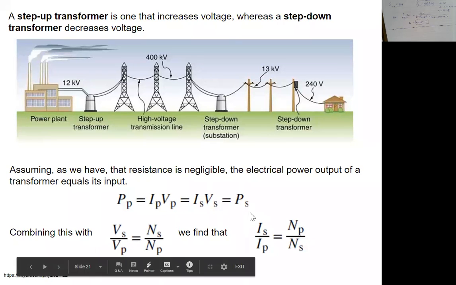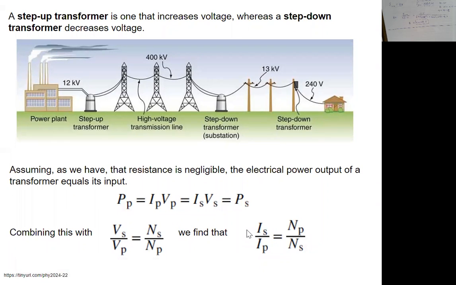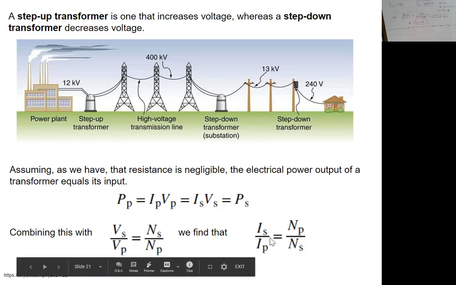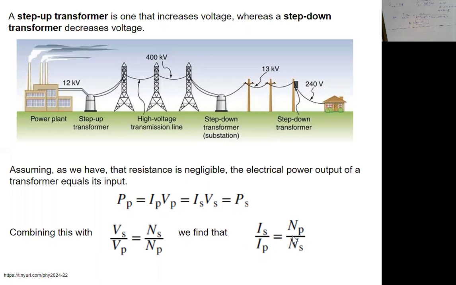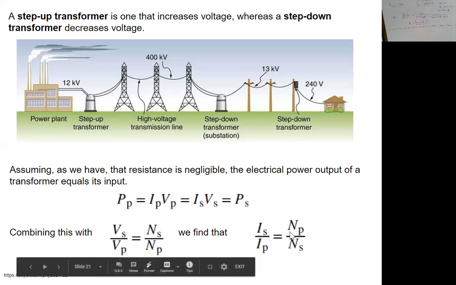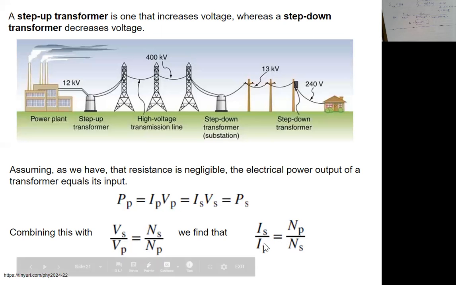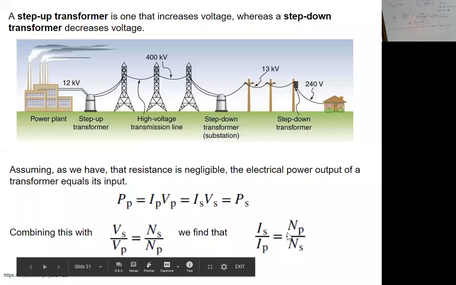If that's the case, with this equation, the power in the primary equals the power in the secondary. Combining that with this equation, we can find the relationship between the currents in the secondary and the primary circuits. I_S over I_P will be equal to the inverse of the turns ratio. So I_S times N_S will be equal to I_P times N_P. You can do cross multiplication in that sense. This is another equation for a transformer that you can use.